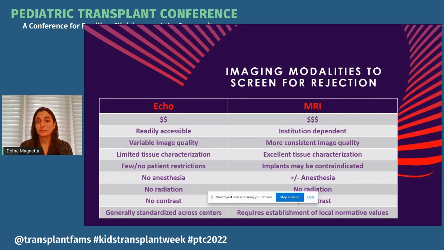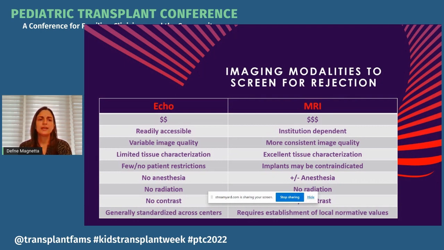Echo can pretty much be done on any patient anywhere without anesthesia, radiation, or contrast. MRI may be limited in some patients if they have an implant that's MRI incompatible, but that's becoming fewer and far between. There may need to be anesthesia, especially on younger patients, so that adds a little bit of risk to the procedure. And then there's no radiation with MRI, and you may or may not need contrast depending on the study.